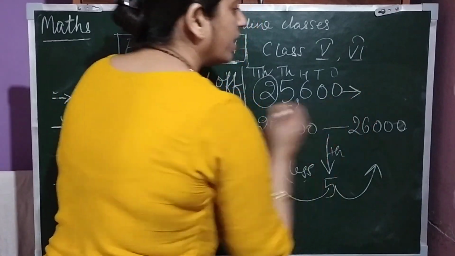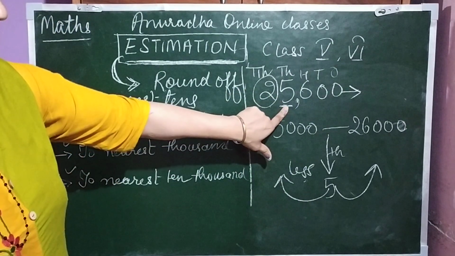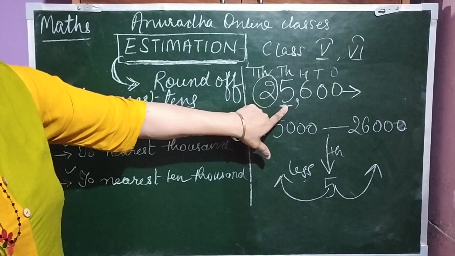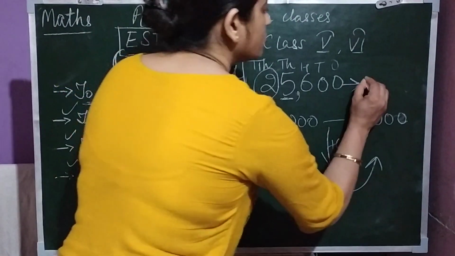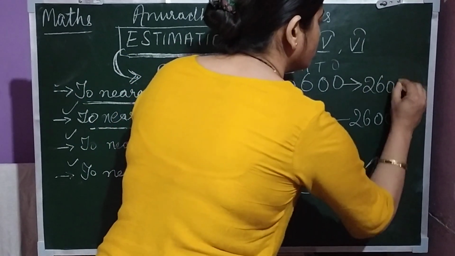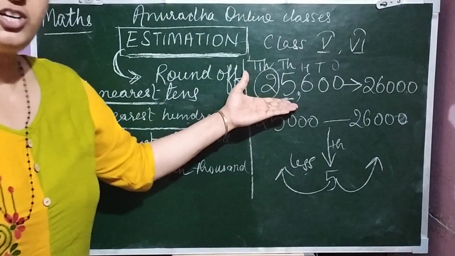So now see, what is written here? 5. 5 is written here, so 5 or more, that will go to this side. So it will be 26,000. Is it clear to you children?